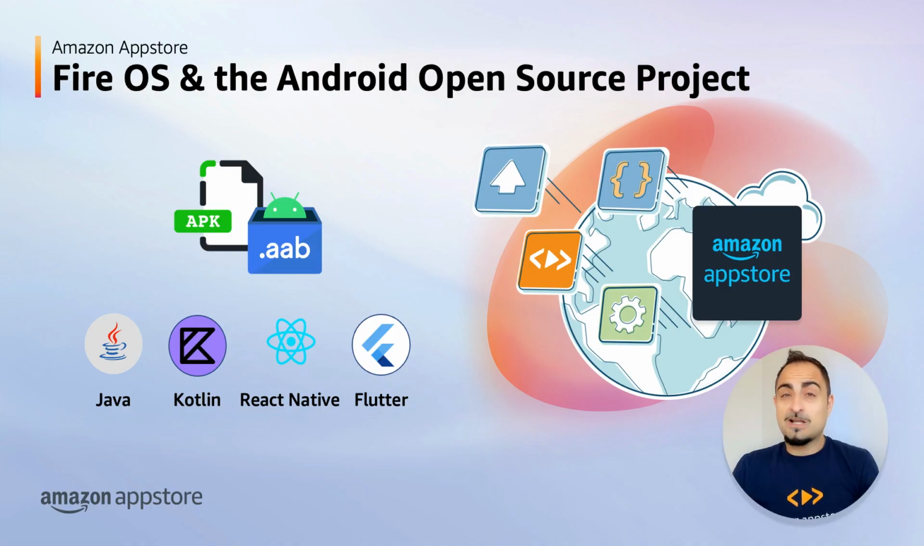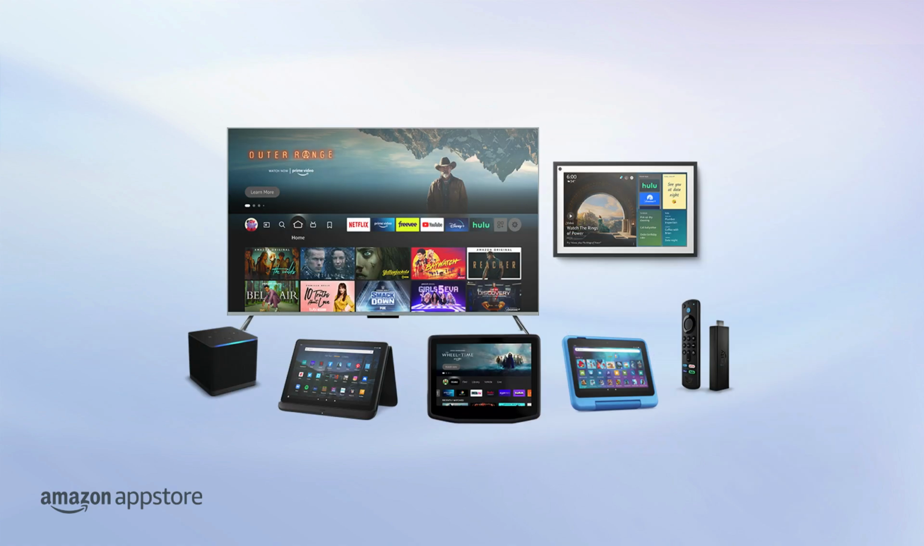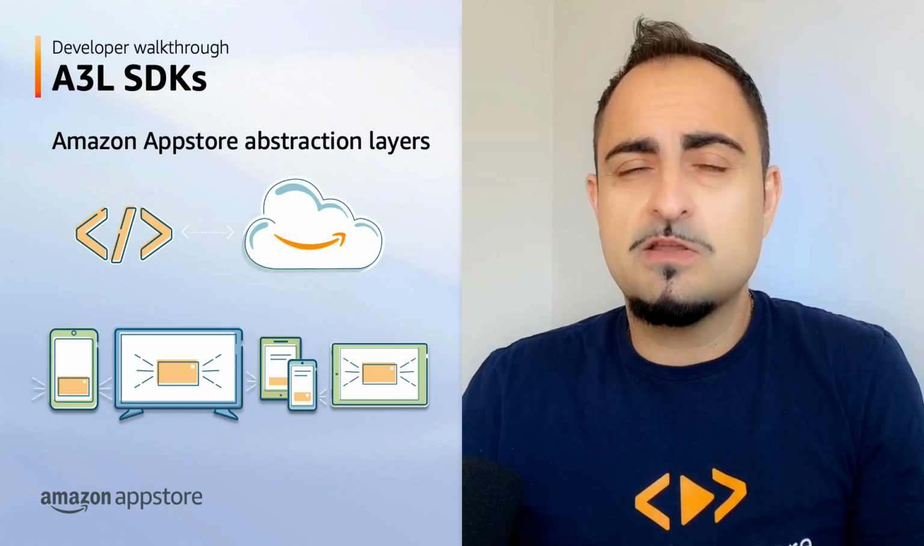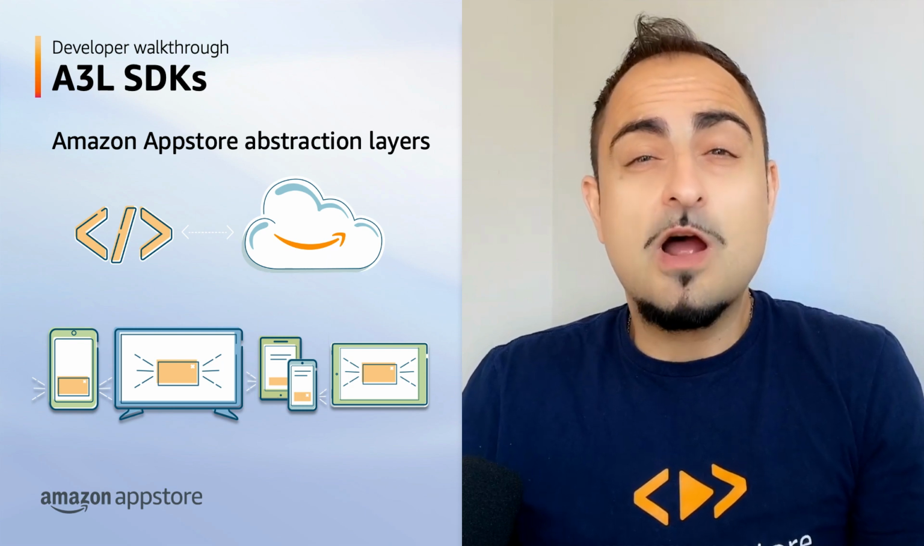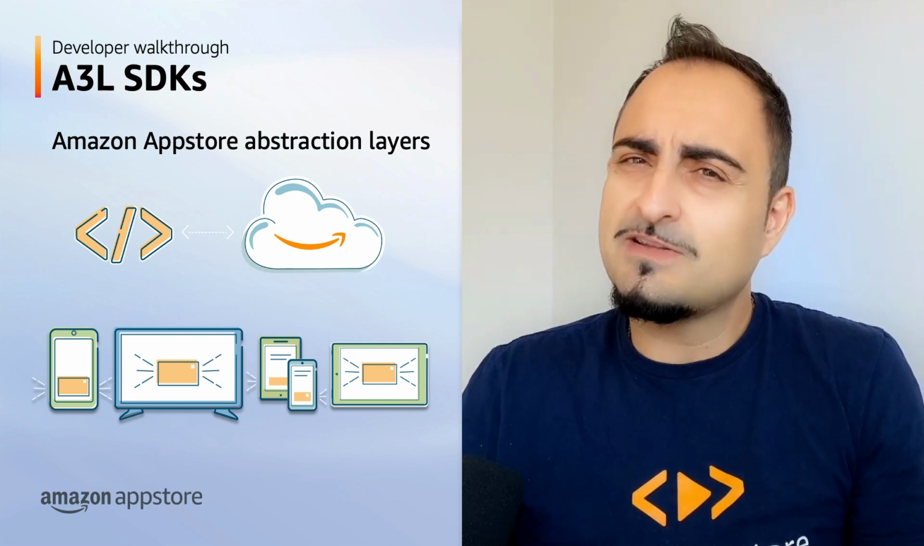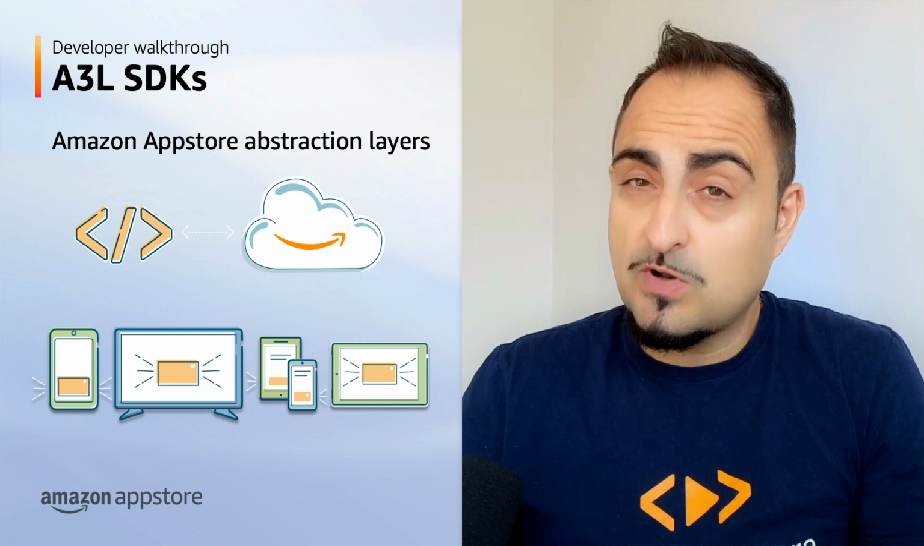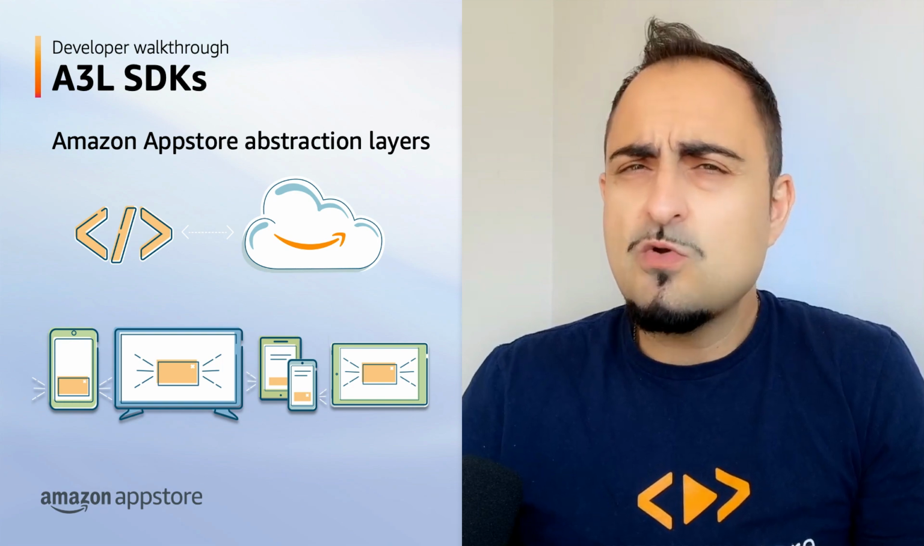Before I continue, if you are new to building with Fire OS and our A3L libraries, here's a quick refresher. Fire OS is our operating system based on the Android open source project that powers multiple Amazon devices, including Fire TV, Fire Tablet, in-car entertainment system, and more. The App Store abstraction library, which we refer to as A3L, is intended for Android developers to quickly support the same functionality across multiple app stores and services through a unified code base.